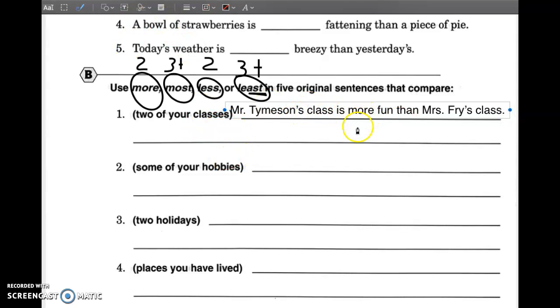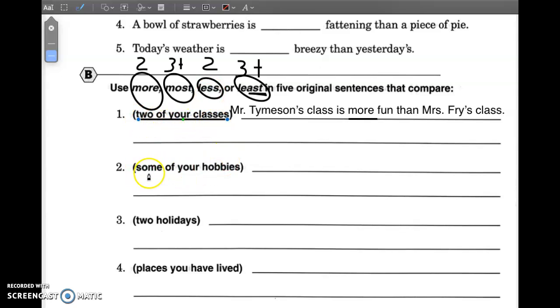All right, so notice I use the word more because I'm describing 2 things. I could have used the word less and switched it around and said Mrs. Fry's class is less fun than Mr. Timeson's class. Maybe you want to compare art and tech. Maybe you want to compare library and music. Whatever you would like to compare, go for it. Okay? But you're going to be using more or less here because you're describing 2 classes.